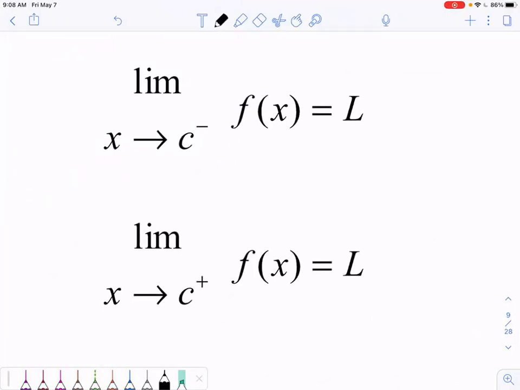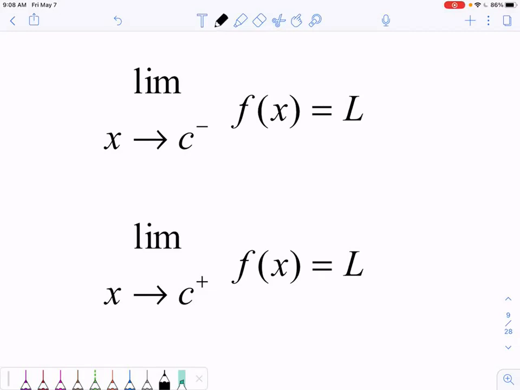This is saying X approaches C, and then there's a little minus sign as the exponent. So we're not saying negative C, the exponent is saying we're looking at C on the left side. So a number, an X value, has a left and it has a right. And if the C has a negative exponent, then it really means we're looking at the number only on the left side of that number. So on the left side of 2, on the left side of 3.